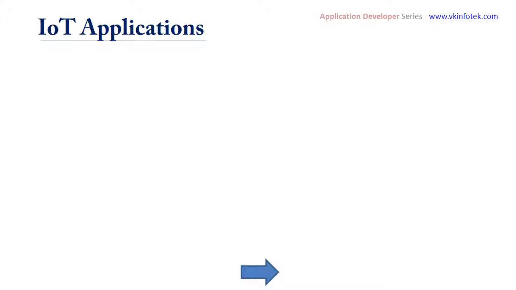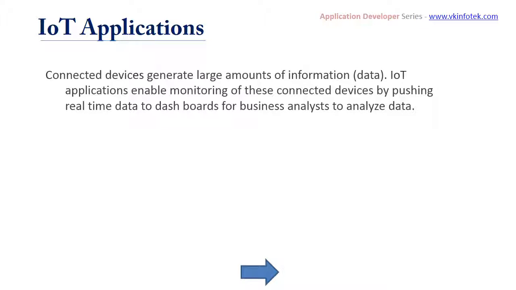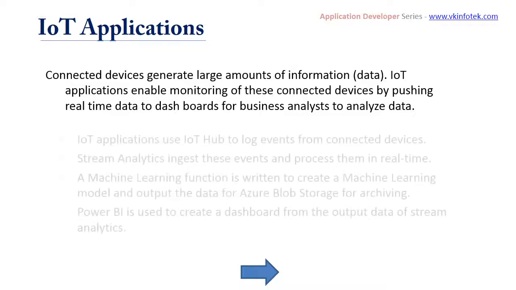The last one we have listed is an IoT application. Connected devices generate large amounts of information. A scenario where there are many machine tools, there are data testing equipment. All these machines and testing equipment create a lot of data as they keep working. IoT applications enable monitoring of these connected devices by pushing real-time data to dashboards for business analysts to analyze data.